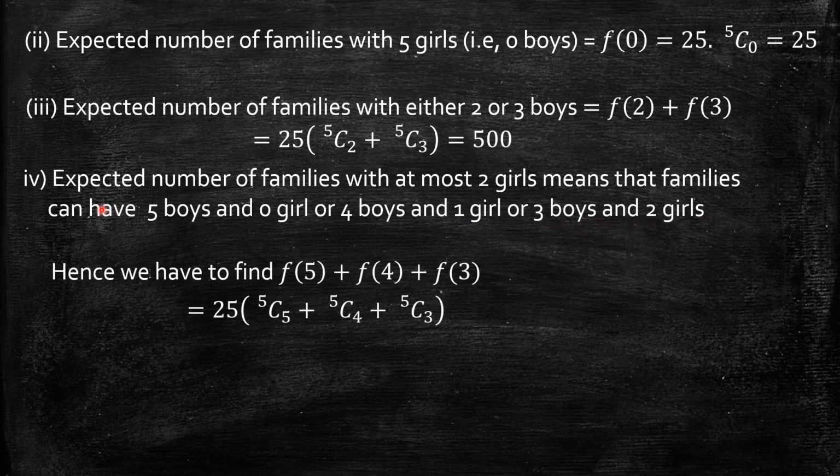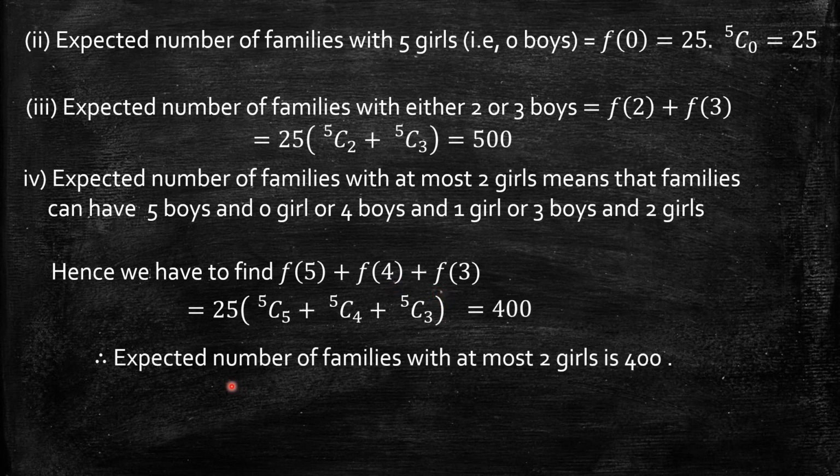So that means it is probability of having 5 boys or 4 boys or 3 boys. So we can find f of 5, f of 4, f of 3, add it up. So that gives the expected number of families with at most 2 girls. So we have 25 into 5c5 plus 5c4 plus 5c3, which simplifies to 400. So therefore expected number of families with at most 2 girls is 400.